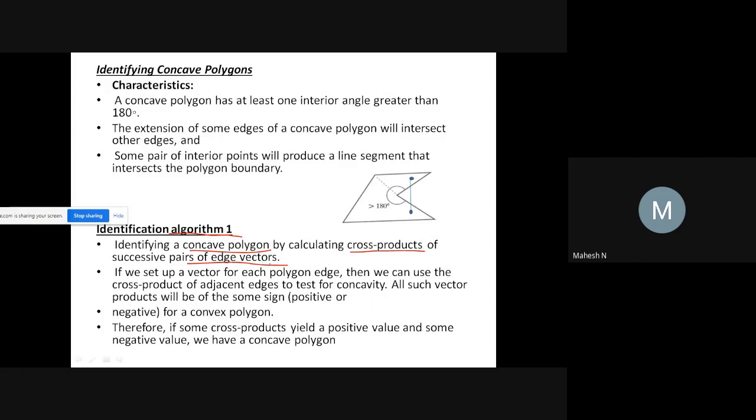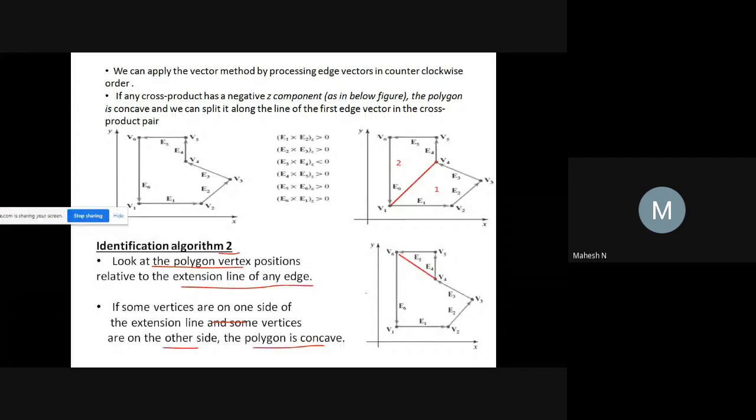Now what is this concept, I will let you know. Whenever we calculate the cross product of the successive pairs of edge vectors, and whenever we see that the cross product of any of the successive pair of edges is less than 0, then I will come to the conclusion that my polygon is a concave polygon. So I need to find the cross product between the two edges.